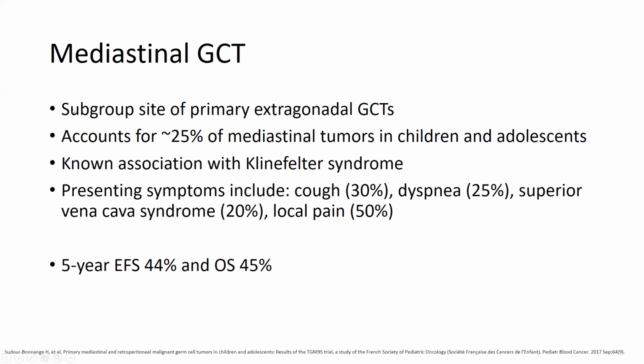This is a subgroup site of primary extragonadal germ cell tumors, which is less commonly seen in children, accounts for 25% of mediastinal tumors in children and adults. And there's a known association with Klinefelter syndrome. Many patients present with cough, dyspnea, superior vena cava syndrome, and local pain. The event-free survival is about 44%, whilst the overall survival is about 45%. So not a very good overall survival or event-free survival.